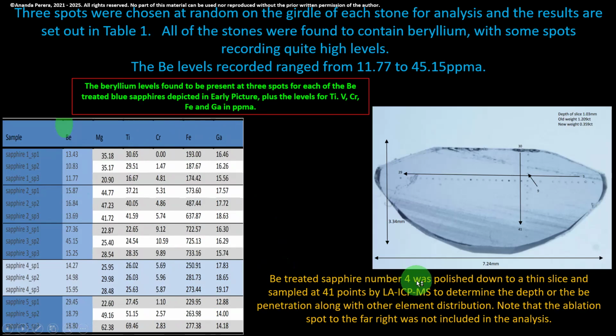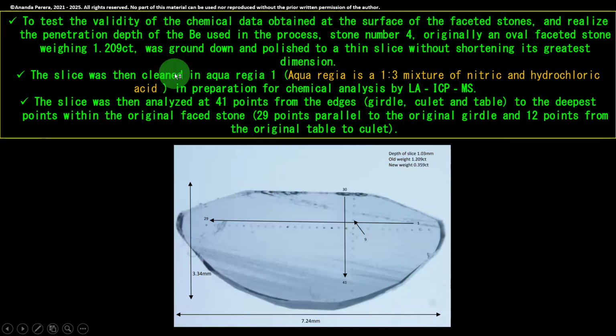Beryllium-treated sapphire number 4 was polished. Number 4. This sapphire was polished down to a thin slice and sampled at 41 points by LA-ICP-MS. This technology uses 41 points inside the stone to check, to determine the depth of the beryllium penetration along with other element distribution. Note that the ablation spot to the far right was not included in the analysis. Far right is not included in analysis. Now this is the table we found. We can discuss it.